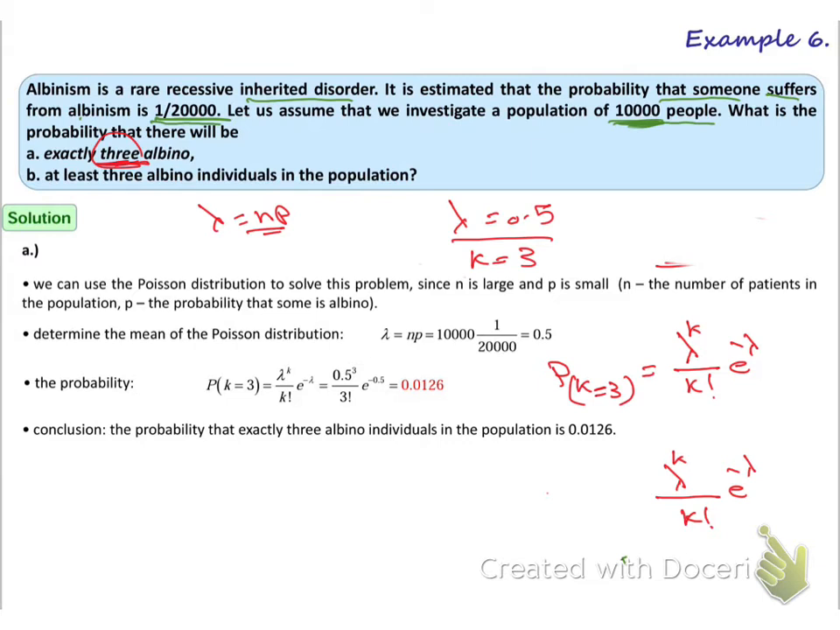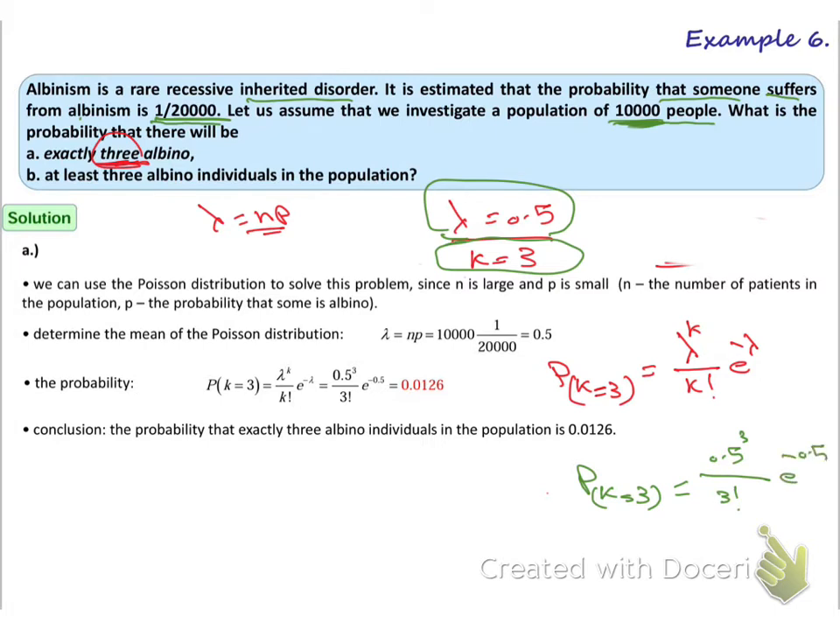So you have lambda, and you can calculate it here. The probability of k equals 3 equals lambda, which is 0.5, to the power 3, divided by 3 factorial, times e to the power minus 0.5. I calculated it in the calculator, so the answer is P of k equals 3 equals 0.0126. You have to try to use e on the calculator before going to the exam. Don't use it for the first time in the exam.